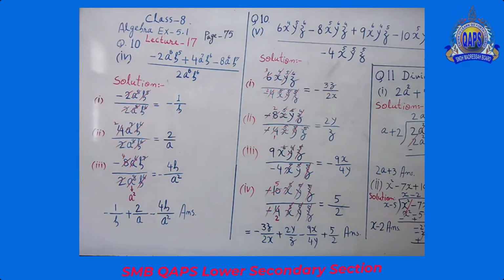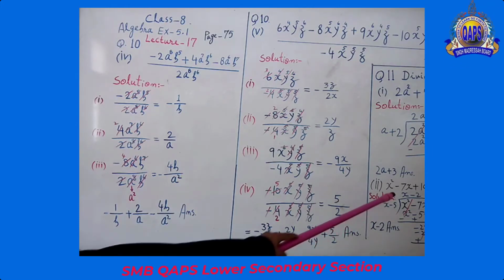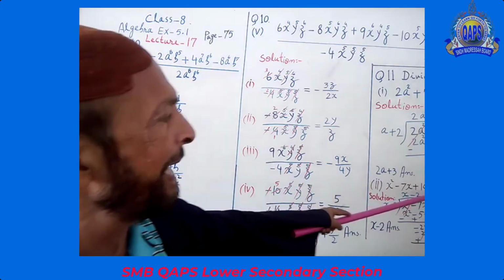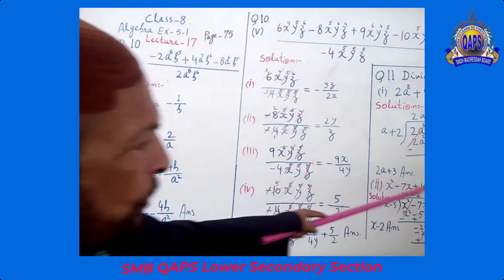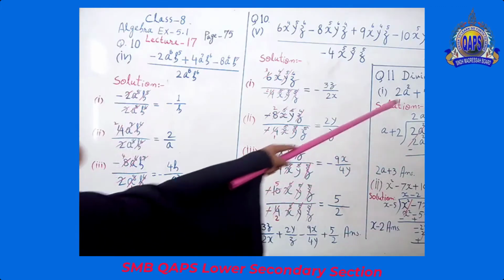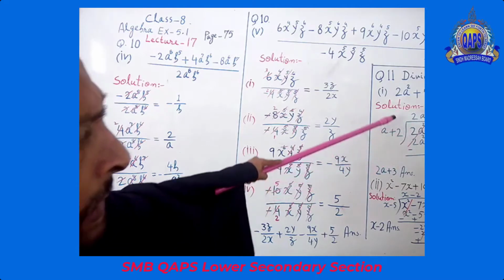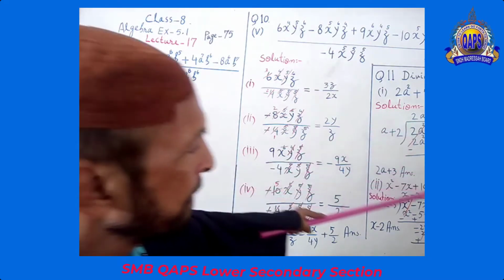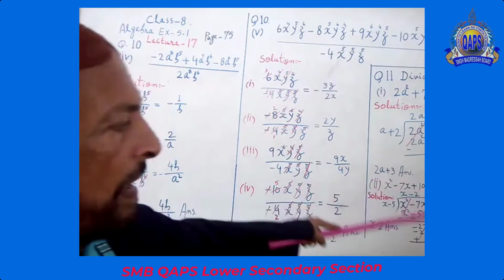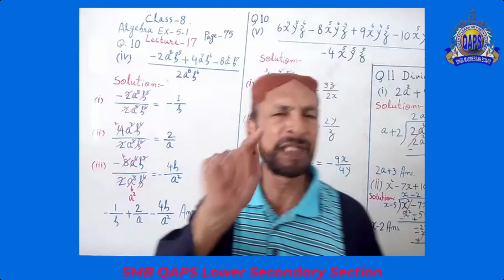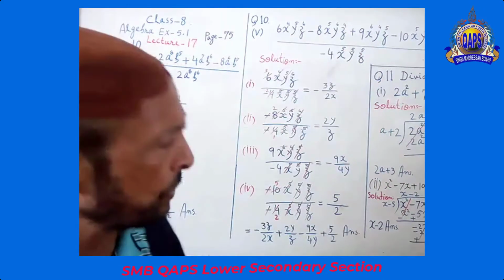Now, part number 2. Part number 2 of question 11. X square minus 7x plus 10 by x minus 5. You see, I have done this thing over here. I explained everything over here. So in the light of my explanation in this part, try to understand that. I hope you can understand that. Not hope, I believe you can understand that. Have a look.